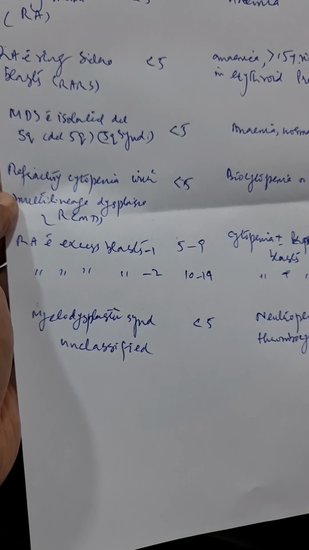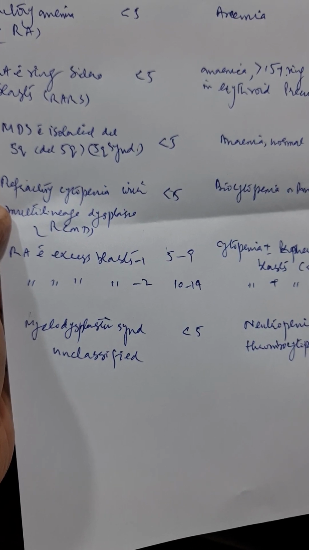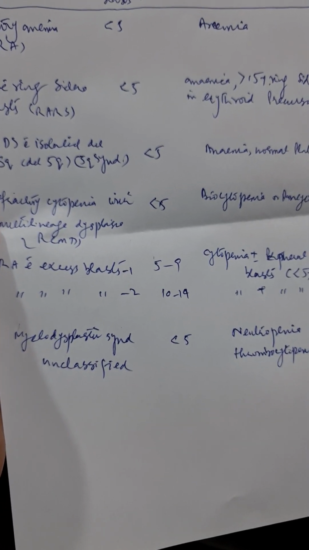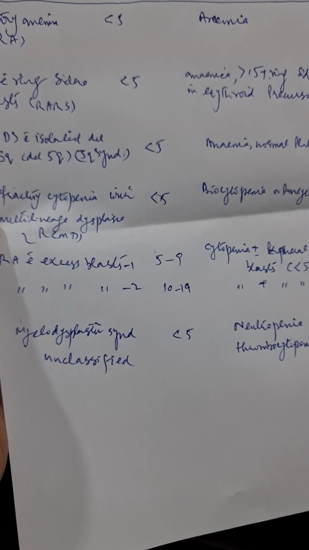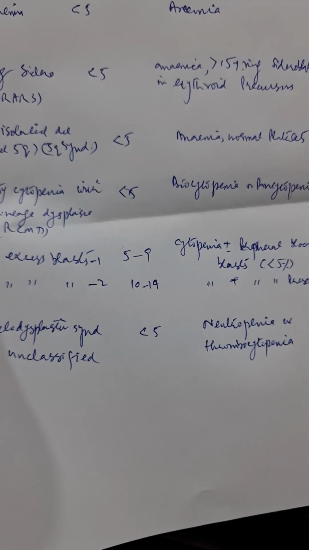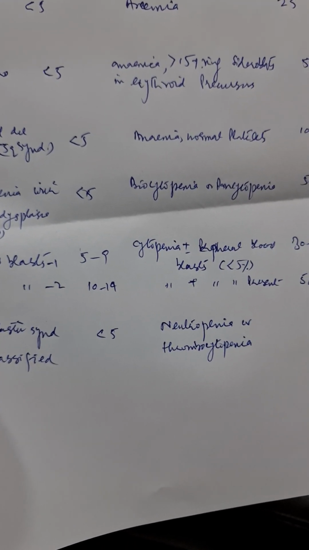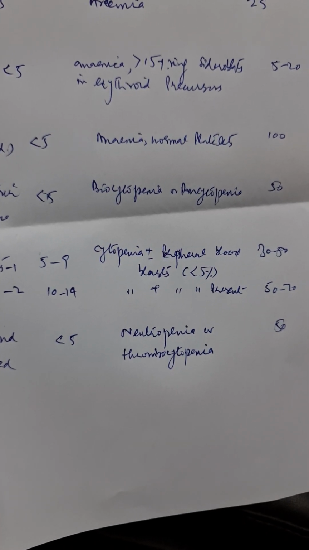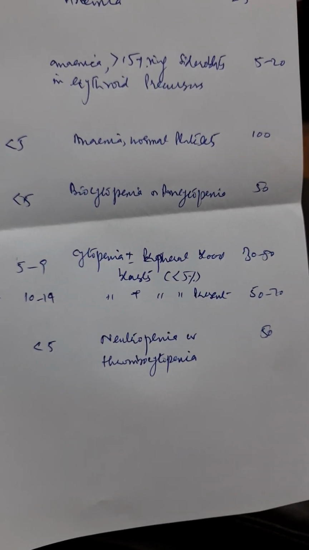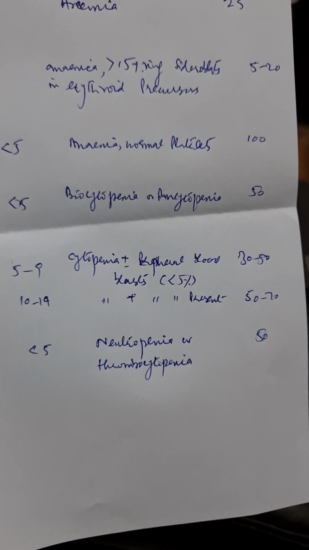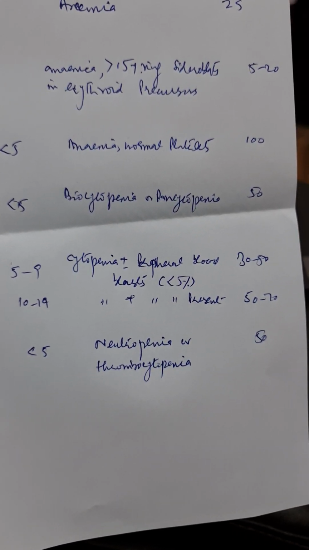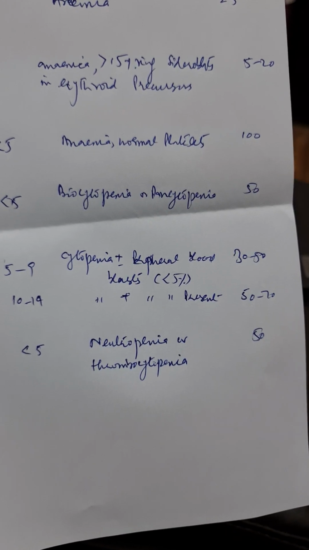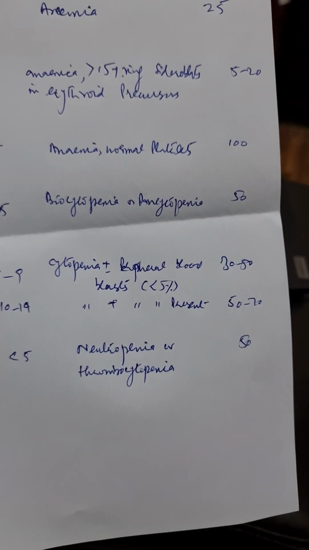Next is refractory anemia with excess blasts type 1. Marrow blasts are 5 to 9%. Clinical presentation is cytopenia plus or minus peripheral blood blasts less than 5%. Cytogenetic abnormality is 30 to 50%.